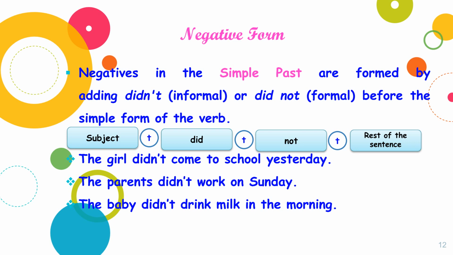Number 1, the girl didn't come to school yesterday. Or we can say, the girl did not come to school yesterday. The parents didn't work on Sunday. The baby didn't drink milk in the morning. Remember, we can use didn't or did not. We can use both.